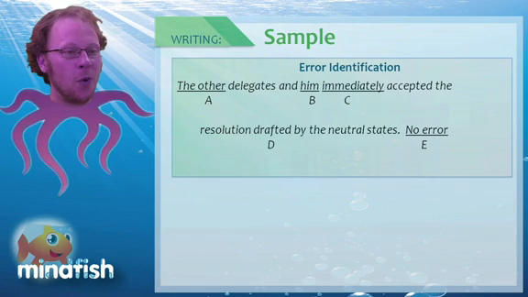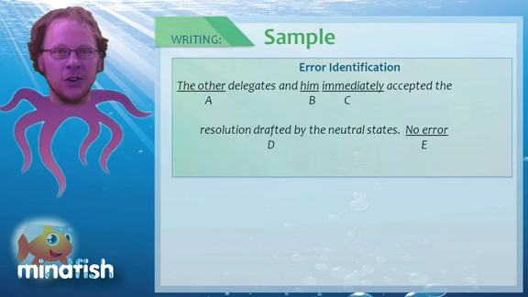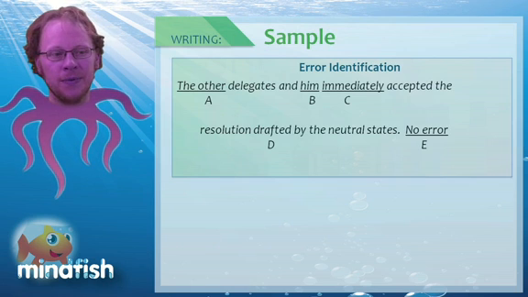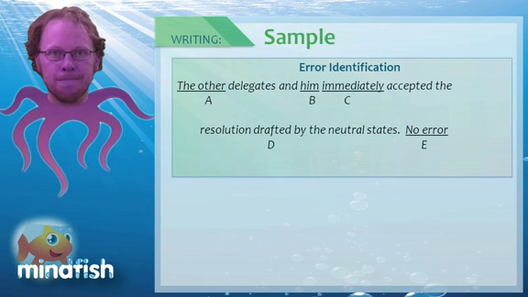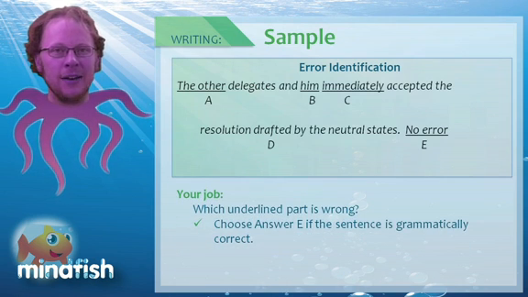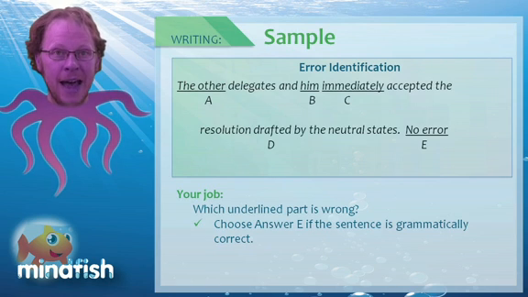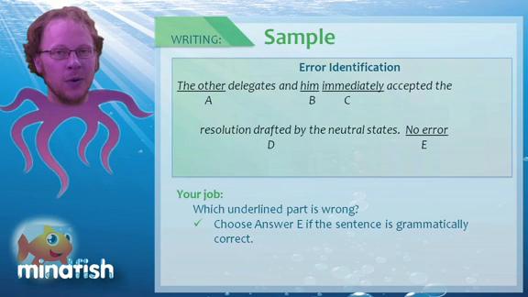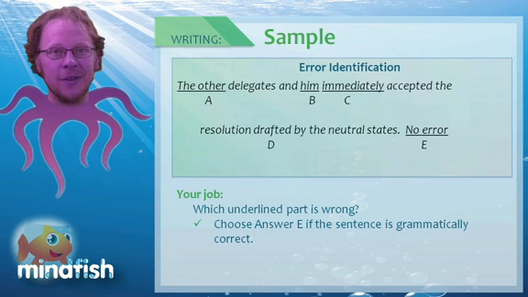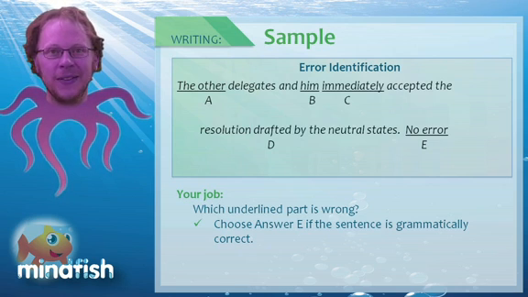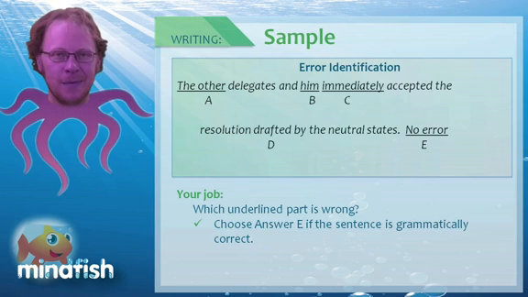You can see that 4 pieces of the sentence are underlined and labeled with answers, and then we've got an answer that says no error, which is always answer E. Our job is to find the part of the sentence that is grammatically incorrect. We don't need to fix it. We don't technically need to know why it's wrong. We just need to identify the mistake. If you feel that there's no mistake in the sentence, pick answer E.